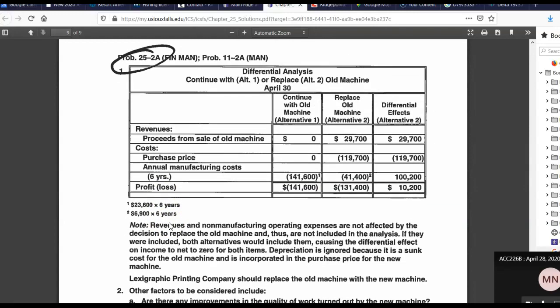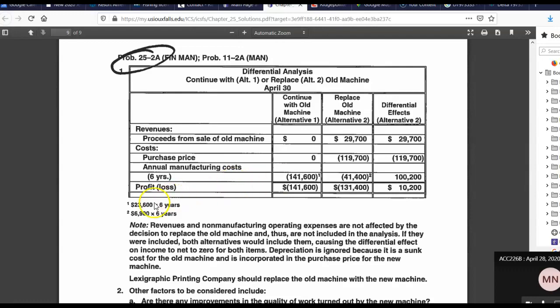All right. On problem number 2, what they're looking at here is, do we continue with the old machine or do we replace it? Well, if we continue with the old, of course, we have no proceeds because we didn't sell anything. There's no new purchase price, but there are some manufacturing costs, right? That they listed out in the book. What was the annual manufacturing cost?